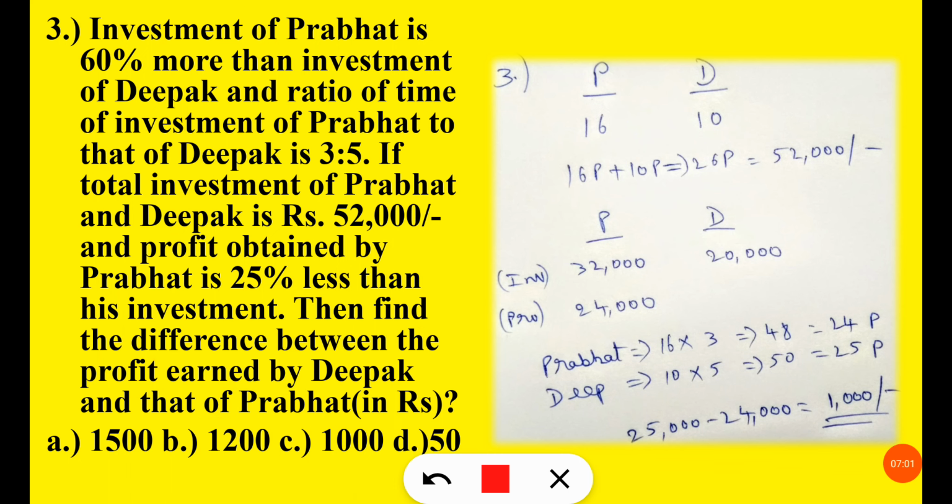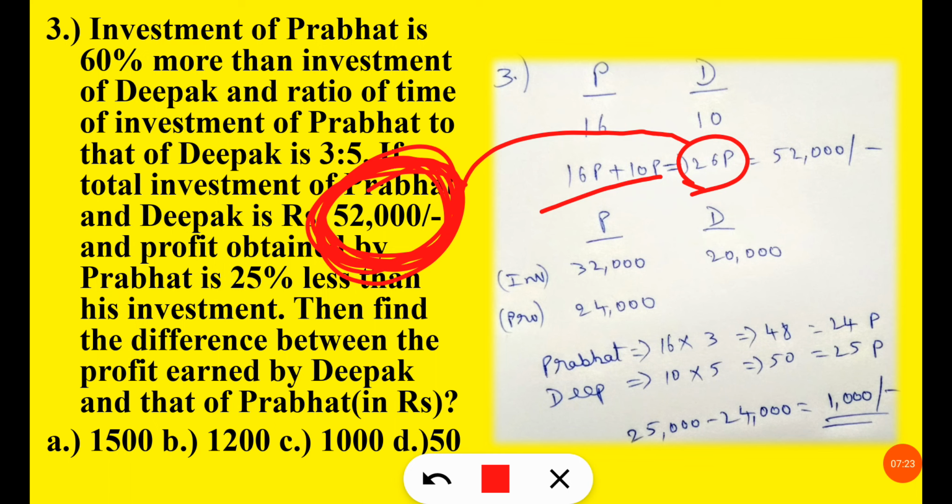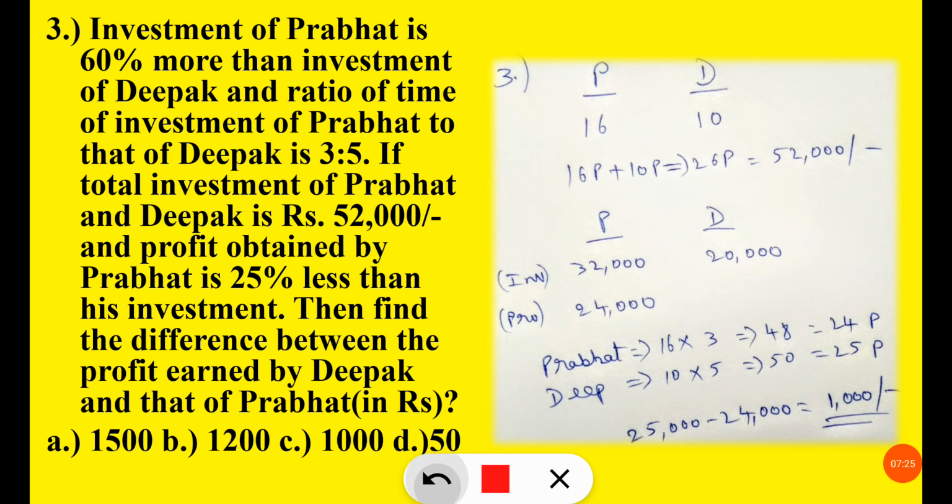Meaning of the question, there are two people, Prabhat and Deepak. Deepak has invested, for example, 100% and Prabhat is 60% more, that is 160%. The 0 gets cancelled, that's why it has become 16 and 10. So the investment parts are 16 plus 10 equals 26 parts. And the total investment was given as 52,000 rupees. That means this 52,000 is equal to these 26 parts. Each part becomes 2,000 rupees. And therefore, Prabhat invested 16 into 2,000, that is 32,000 rupees, and Deepak invested 10 into 2,000, that is 20,000 rupees. I hope you understood the investments.